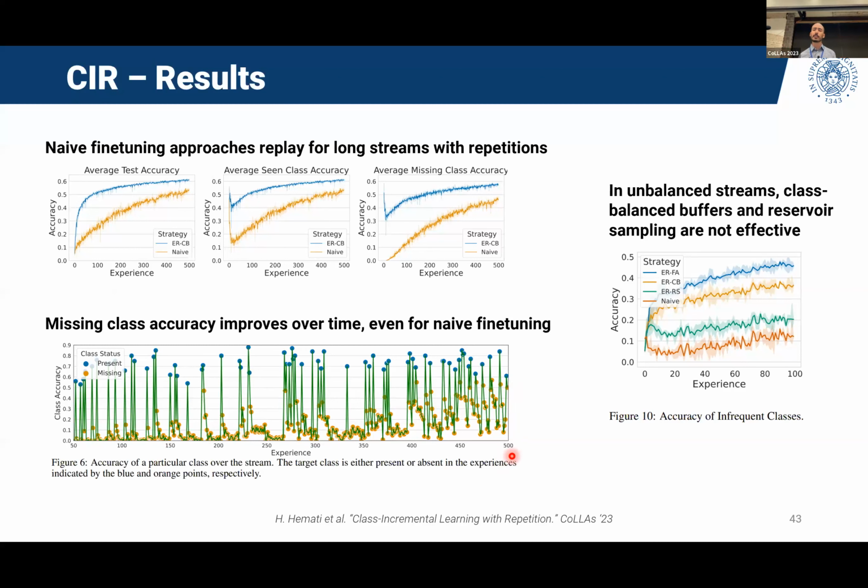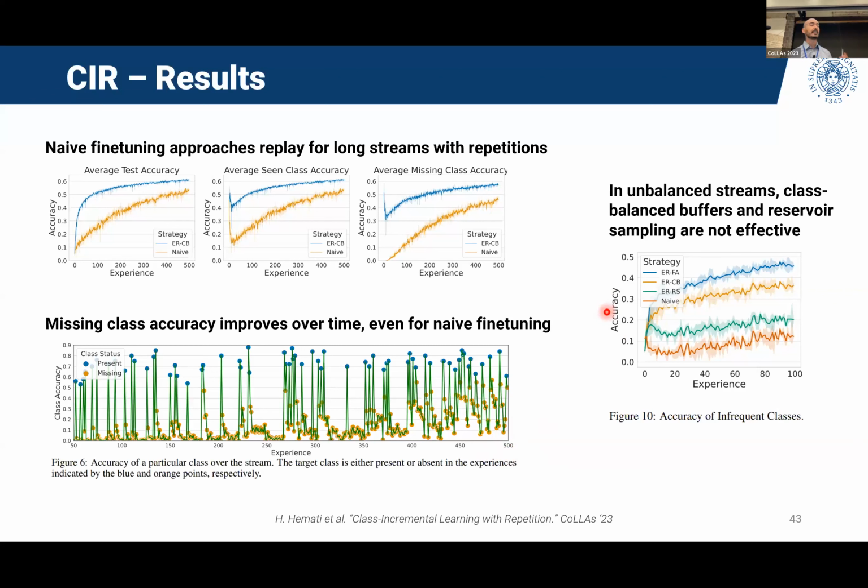And again, another thing that must be pointed out is that these are long streams. So if you use the class incremental setup, you are going to end up with maybe 100 experiences if you see one class at a time. While this is 500, so it's much longer.